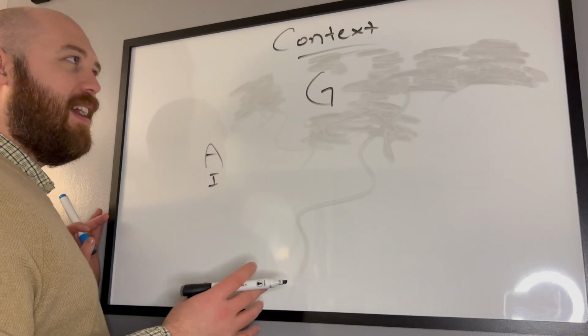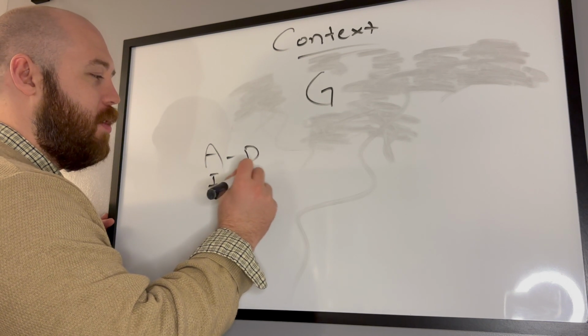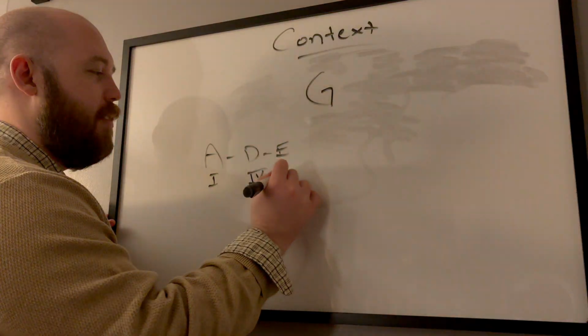Let's say you're playing along in the key of A, right? 1 chord, the 4 chord, 5.